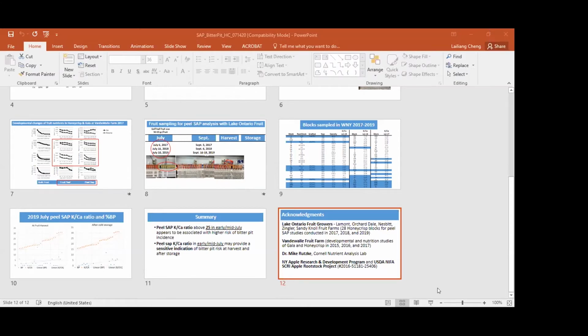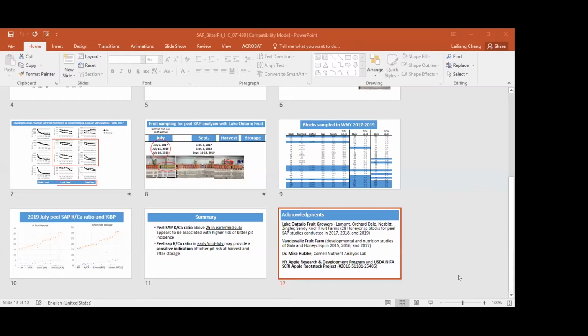Okay, and we have a comment in the chat box. Seems like the incidence of bitter pit after storage wasn't all that high, even with higher calcium-potassium ratio. Looked like the higher ratio led to 5% to 10% bitter pit. Not that bad!